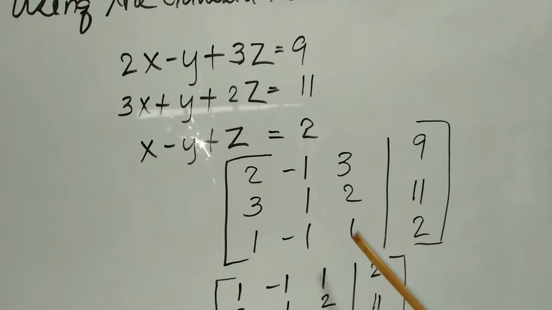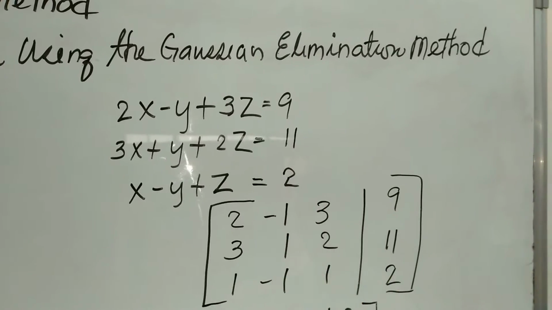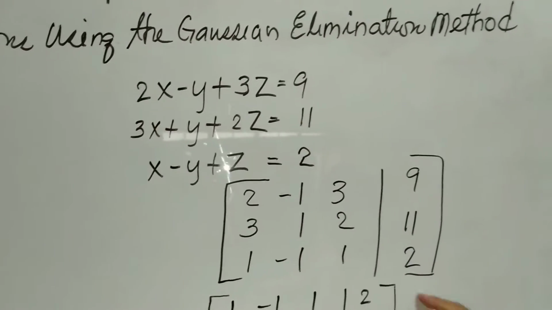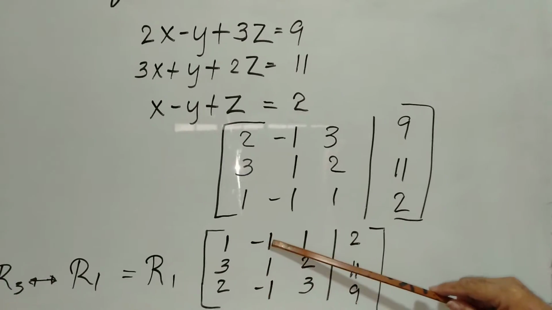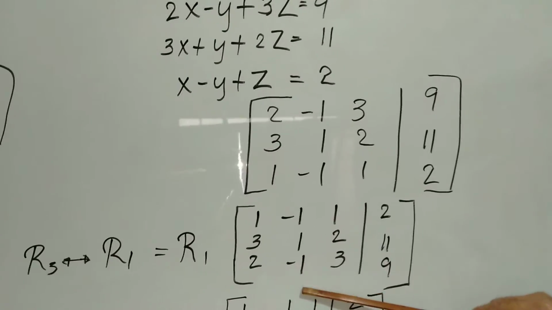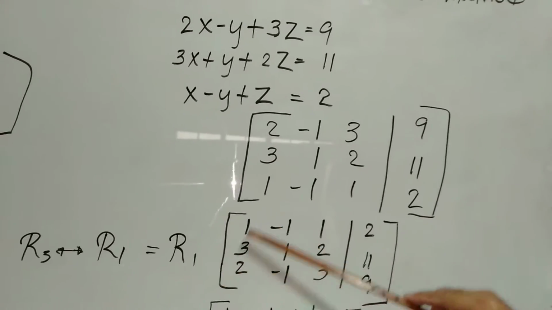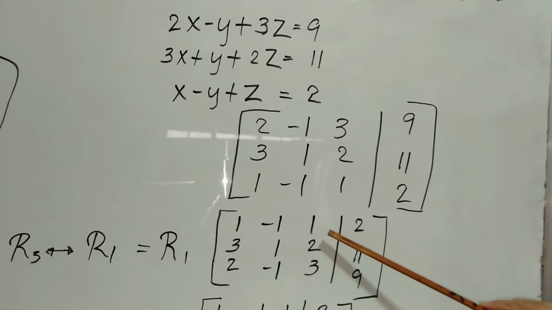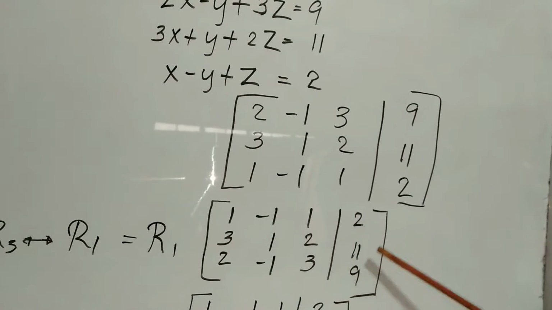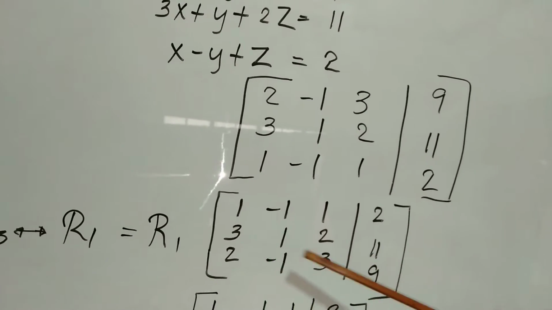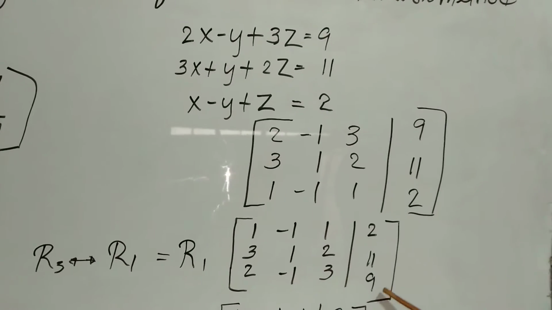Again, to have a leading 1 in our first row, we put row 3 in row 1, and row 1 in row 3. So our row 1 now is 1, negative 1, 1, and 2. Row 2 we just copy: 3, 1, 2, and 11. And row 3 is 2, minus 1, 3, and then 9.